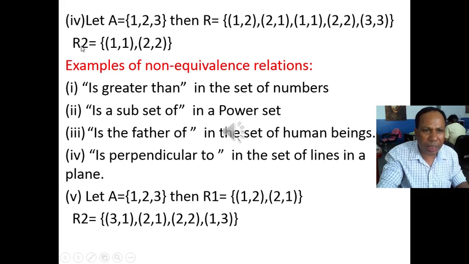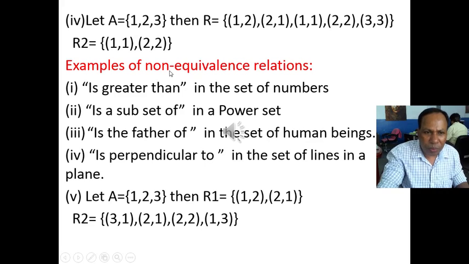Consider the second relation. Now it contains only two ordered pairs, (1,1) and (2,2). Now let us find out whether it is reflexive, symmetric, and transitive or not. This relation is not reflexive because (1,1) is present, (2,2) is present, but (3,3) is not present. So this relation is not an equivalence relation.